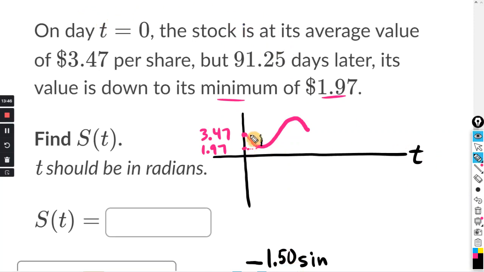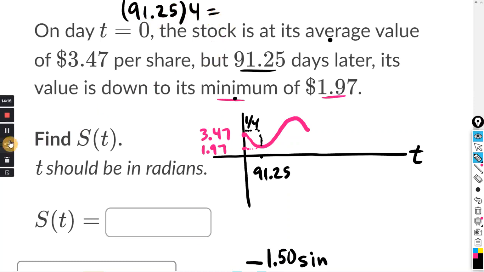They said from the average to the minimum, it took 91.25 days. So this distance right here is only 1/4 of the period, all right? This is 91.25. All right, that's only 1/4 of it. We need to multiply it by 4. 91.25 times 4. Pretty sure it's going to be 365. Let me see. Yes, it's 365, and that's actually pretty common, okay, because that's the number of days in a year, so that is a full cycle.